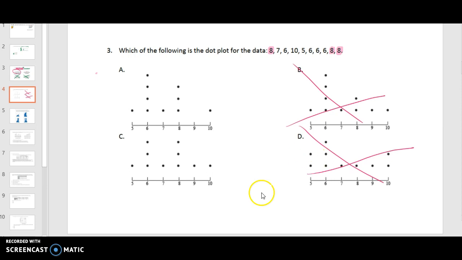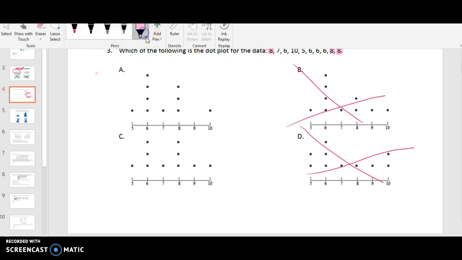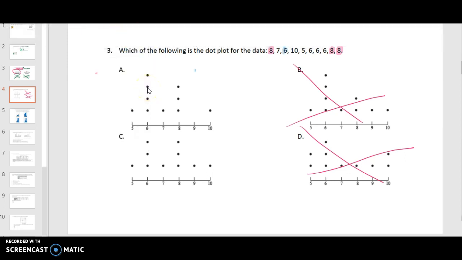Okay, so now we're between these two, and the only difference between these two is that 6 here has 3 dots, and this one has 4. So let's figure out which one it should be. How many 6s do I have? I have 1, 2, 3, and 4. So if I have 4 6s, then I should have 4 dots above the number 6. So your answer should be A.